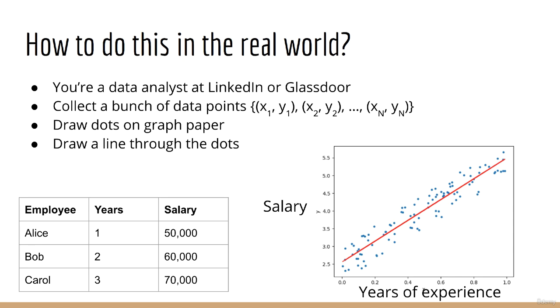Then what you're going to do is take a big piece of graph paper and plot each of these xy data points. You're physically going to draw a dot for each data point. Then, once you're finished drawing all your dots, you're going to take a line that goes through all these data points. Pretty simple, I think. And believe it or not, this is exactly what machine learning is.